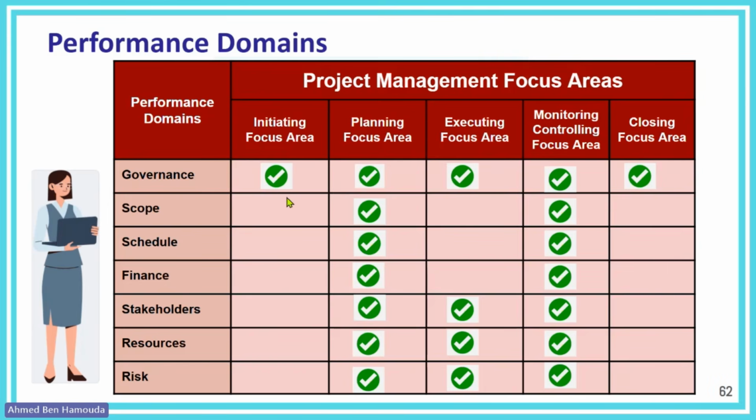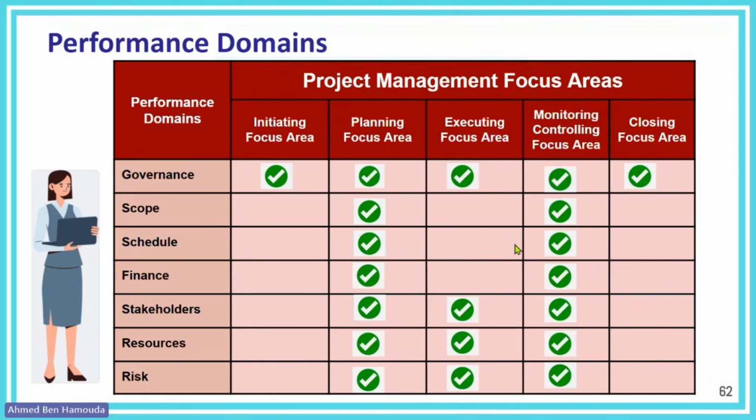For example, for governance, there are processes in each of the 5 focus areas. For scope, there are processes in planning and in monitoring and controlling. For schedule, there are processes in planning and in monitoring and controlling. For finance, the same: planning and monitoring and controlling.